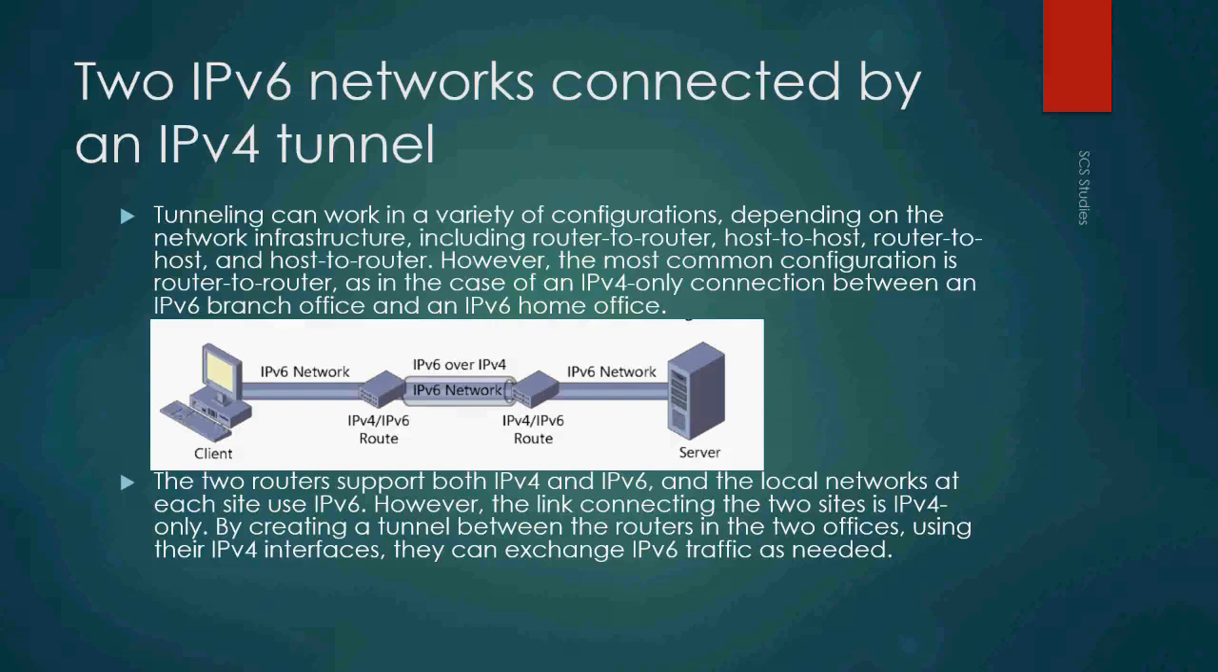So in this diagram, on the right-hand side, we have a server with an IPv6 address, and on the left, we have a client machine with an IPv6 address. But the network in between them supports only IPv4. And we have created a tunnel over that so that the client can communicate with the IPv6 server using the IPv4 network. So this is basically an IPv6 tunnel over IPv4.